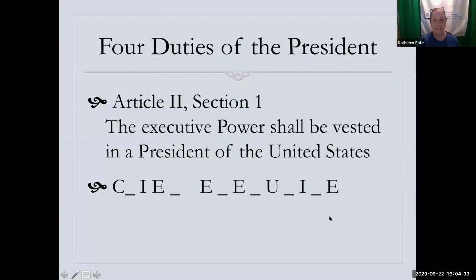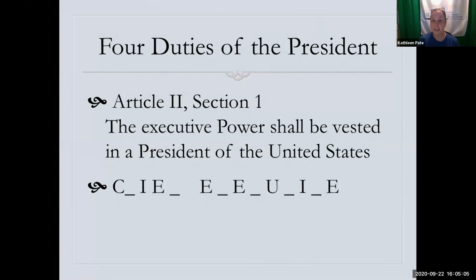Let's try that again. Sorry about that. There we go. Okay, looking at this two-word phrase, the executive power shall be vested in a president of the United States. Would you like a clue? A clue? Anyone? The second word is already on the slide. Anyone think they know what it is? I cannot see the chat for some reason. There's the chat.